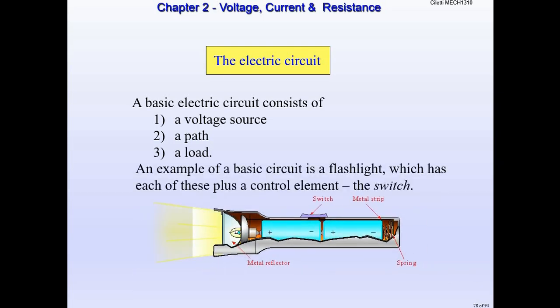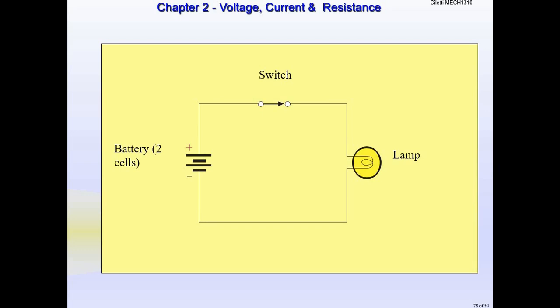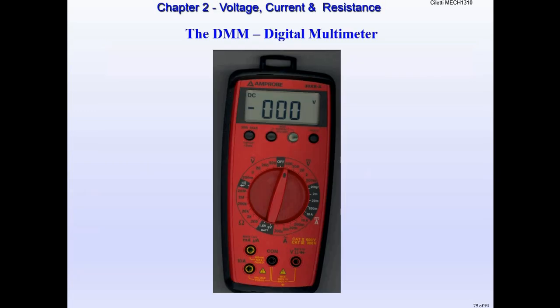Okay, so flashlight, voltage, path, load. Metal strips, the path. Voltage, and then the load is the lamp. We just have the switch that turns it on and off. And if we were to draw that up, it would look just like this as a schematic. This is a schematic of a flashlight. You got your battery, you got your switch, you got your lamp. Pretty basic.